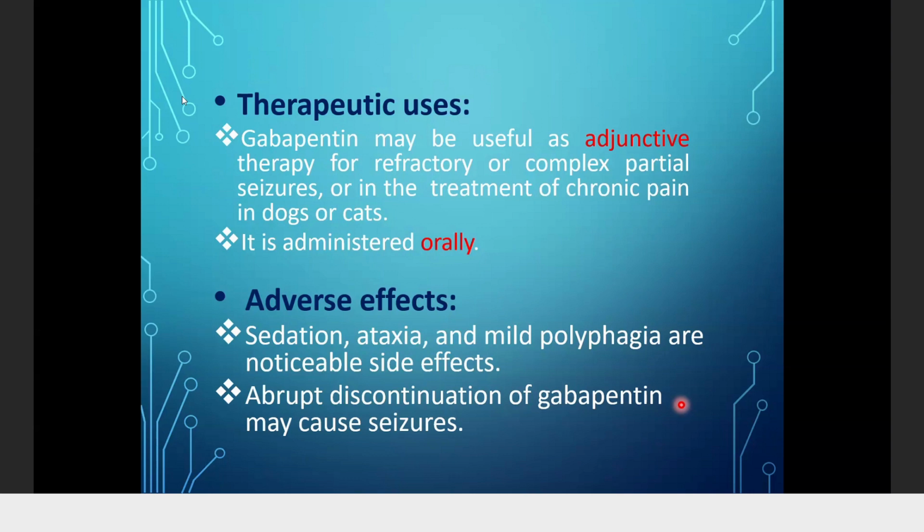Okay, it's given orally. Adverse effects: sedation, ataxia, and mild polyphagia are common side effects. Abrupt discontinuation of gabapentin may cause seizures. So with any anticonvulsant drug, you cannot suddenly stop the medication. You have to go slowly and see the progress of the animal before you discontinue.